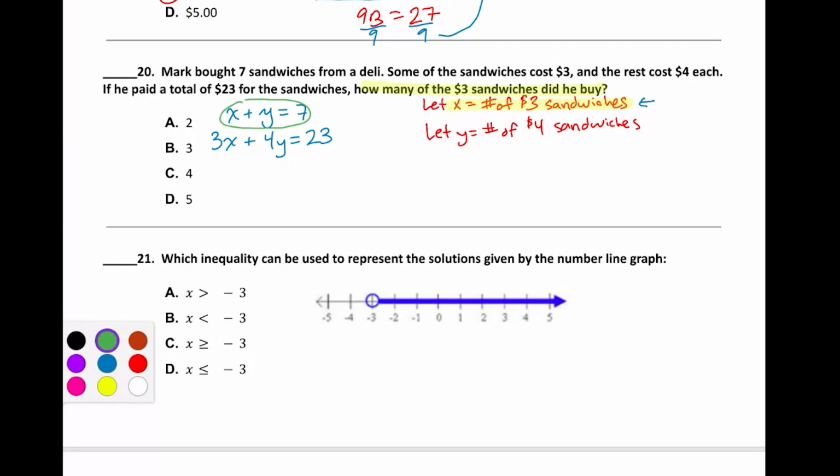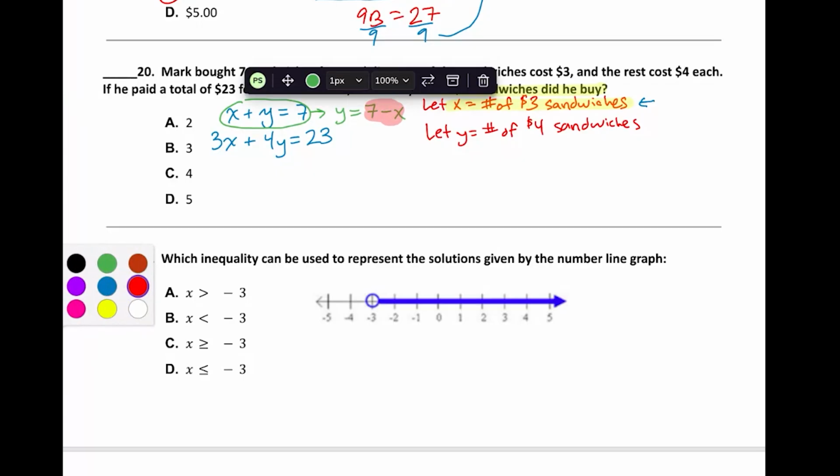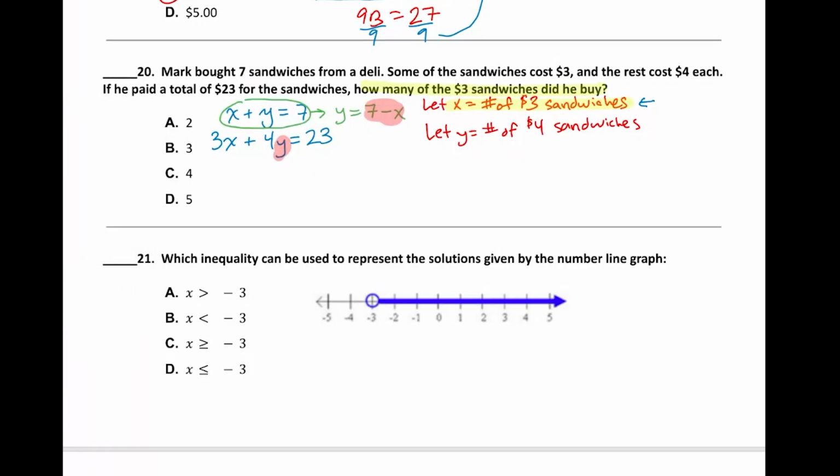If I subtract x on both sides, I'm going to get y equals 7 minus x. And that expression is what I can use to substitute into y for the second equation. And when I make that substitution, I'll only have x's left over, so I can just solve for x. Okay, so let's write the equation that we're actually going to solve here.